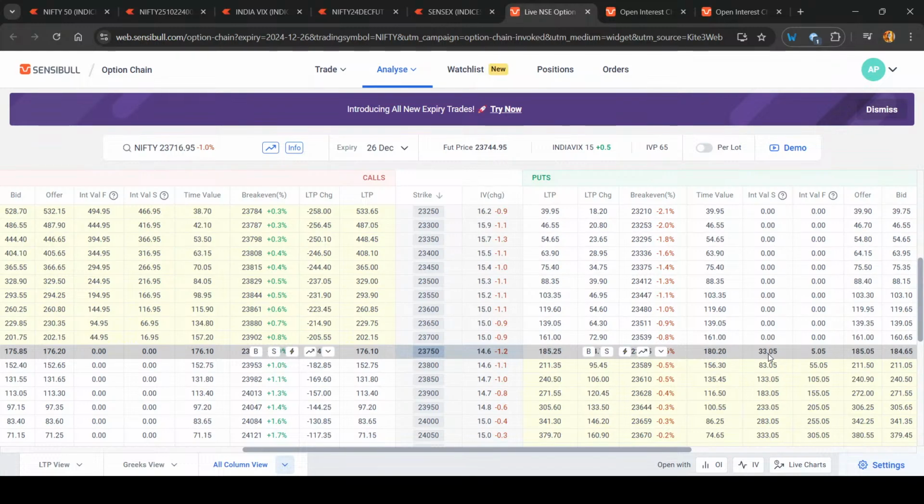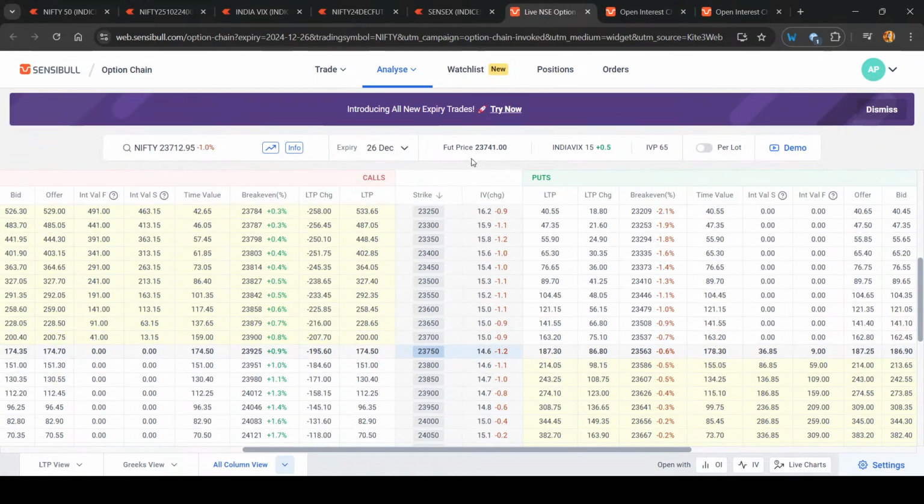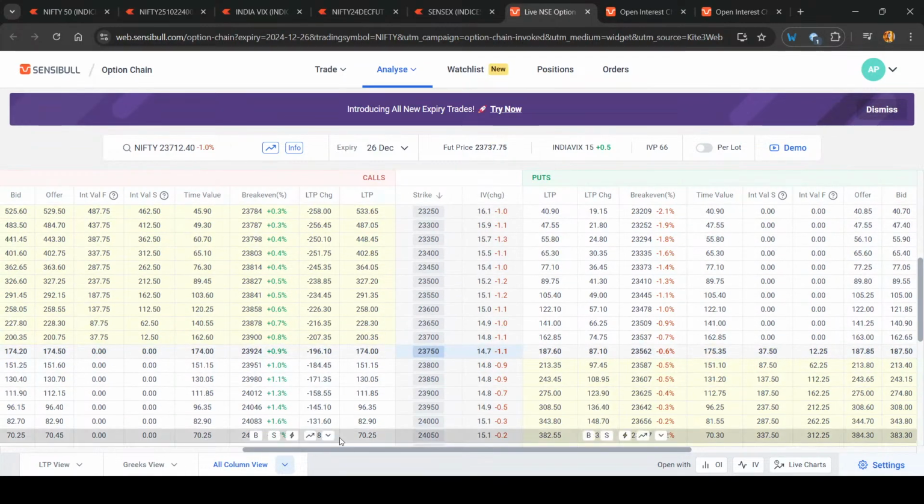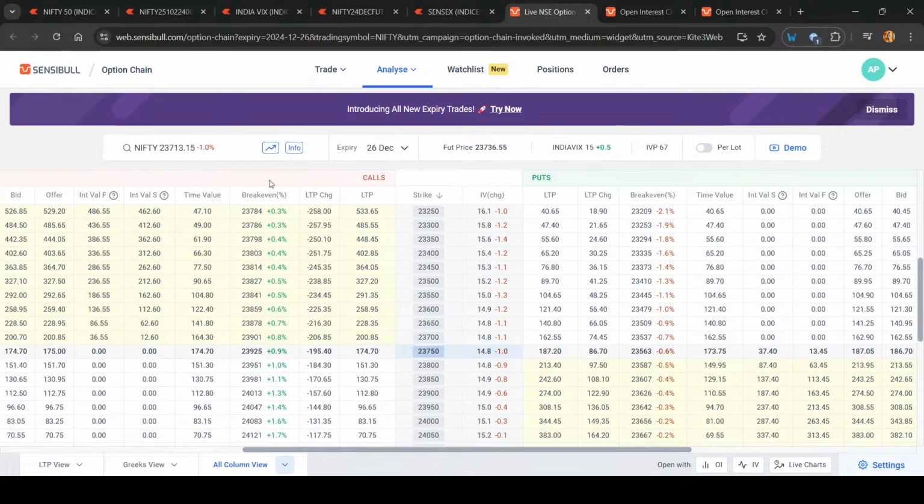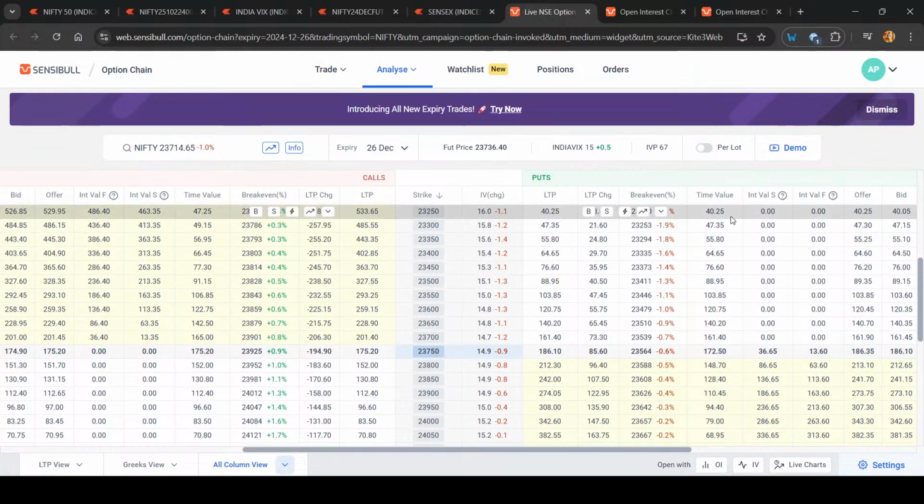So if you add 180 plus 5, its value will come to 185. Intrinsic value for monthly expiries is based on the future, because we have Nifty futures which take monthly expiries into consideration. For weekly expiries, they have given us a synthetic future price here, right? So an option's price is comprised of two values, time value and intrinsic value. Adding both, you will get the LTP.